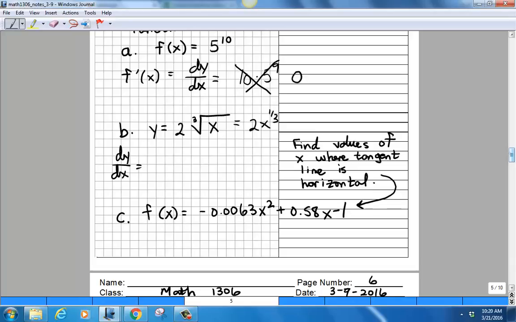Okay, so it looks like a really ugly function there, minus 0.0063x squared plus 0.58x minus 1. And again, we want to find just the rate of change, so see if you can find the rate of change for that particular function. Okay, so here we're going to apply actually multiple rules.